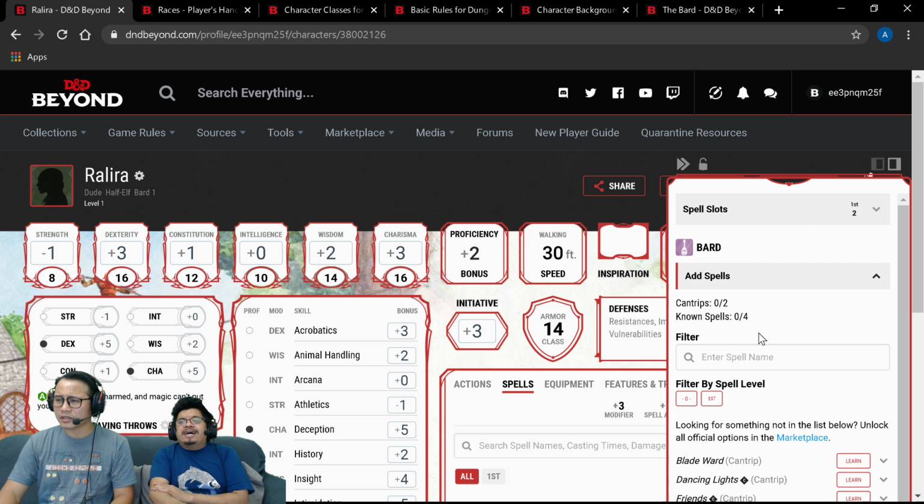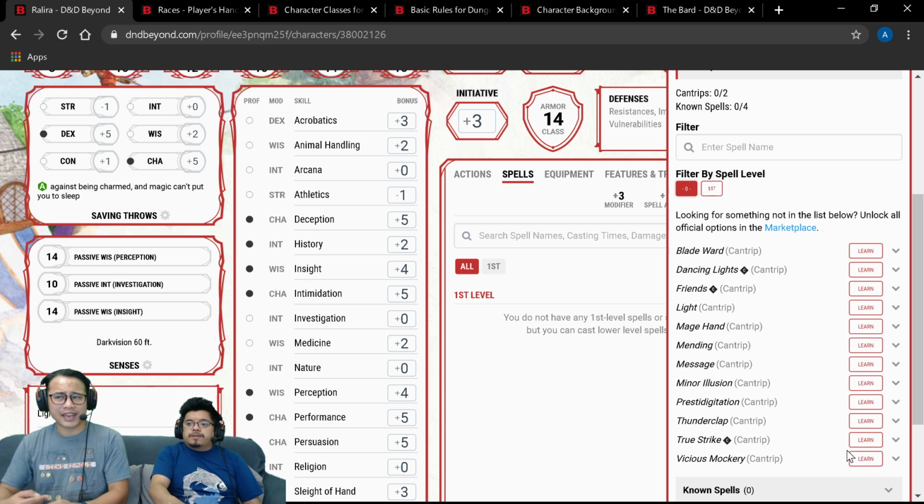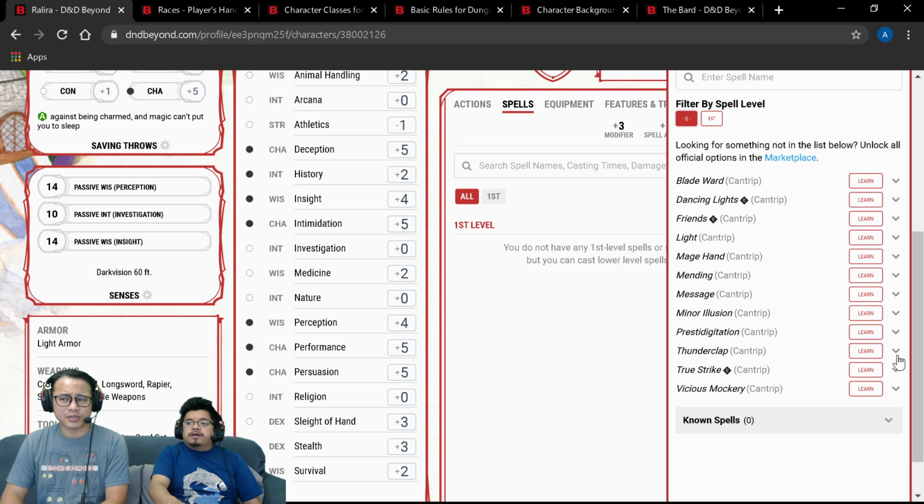We're going to go to add spells, and we have a level 0 here and a level 1. We're going to focus on the level 0 stuff. Level 0 spells are called cantrips. During combat you could use a cantrip once per turn, and there's no limit as to how many times you can cast this level 0 spell. So that's really good.